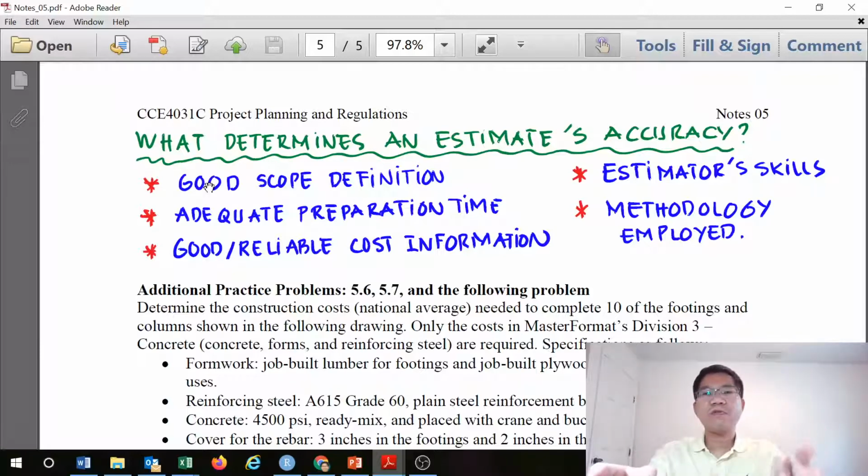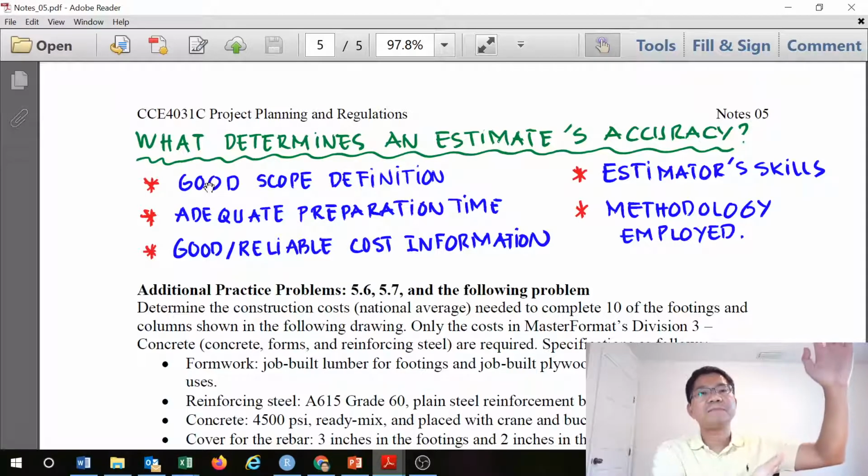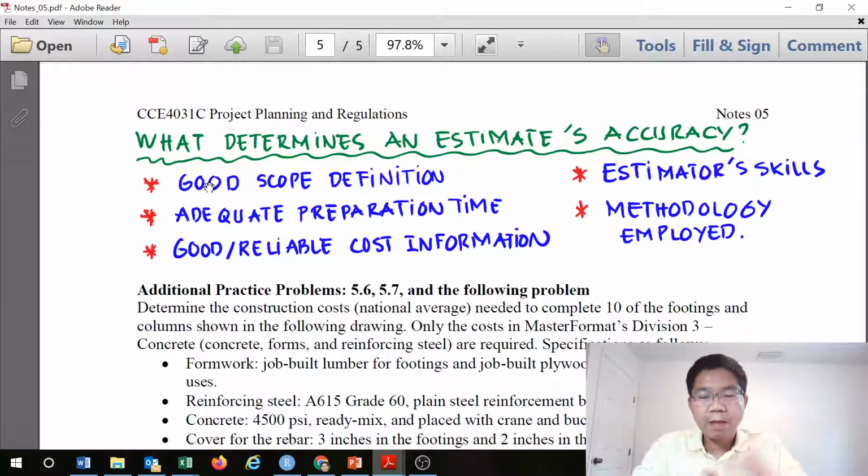We use 4 different methodologies, from order of magnitude, which tends to be lower accuracy, to the unit cost, which is today's lesson. It's more detailed, more effort, but will be more accurate. And it requires a well-defined project definition. So those are the factors that can determine the estimate accuracy. Some are in your control when you do the estimate, so keep that in mind.